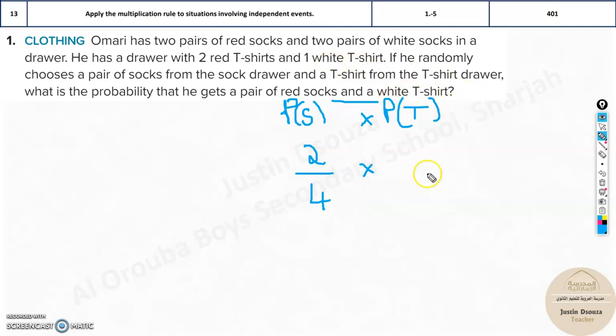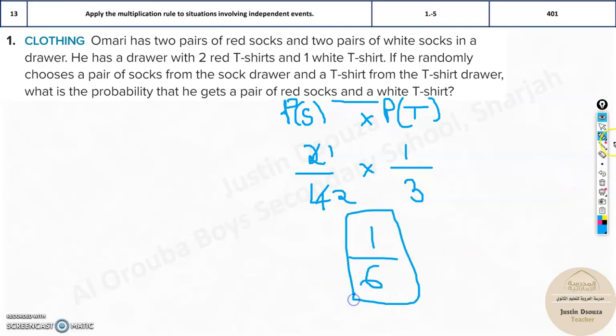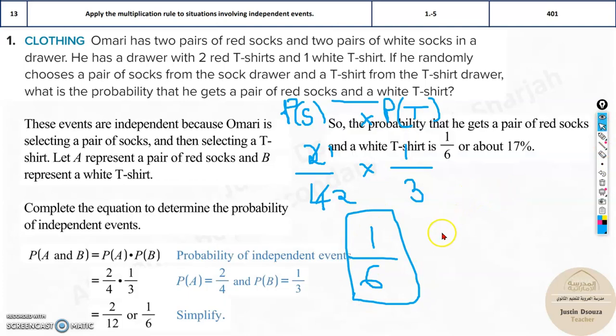Multiply it with the t-shirts. White t-shirt, how many white t-shirts are there? 1, divided by the total number of t-shirts, which is 2 plus 1, 2 red and 1 white, so it is 3 total. All you need to do is solve this. Over here it's 2 one time, 2 two times. It'll be 1 by 6. So that would be the answer. 1 divided by 6. That's it. The final answer is 1 by 6.